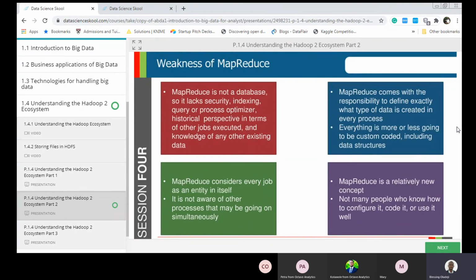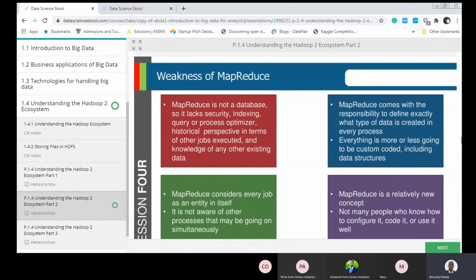It also comes with the responsibility of the exact type of data that is created in every process. Everything is more or less custom coded. Each time you work with MapReduce, you need to write special code. It requires a whole lot of customization every time. You can't just copy and paste what you have done before. So it's a limitation for MapReduce.